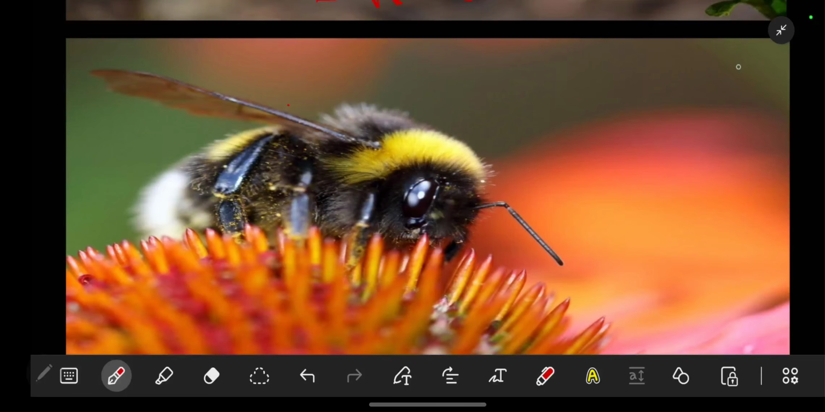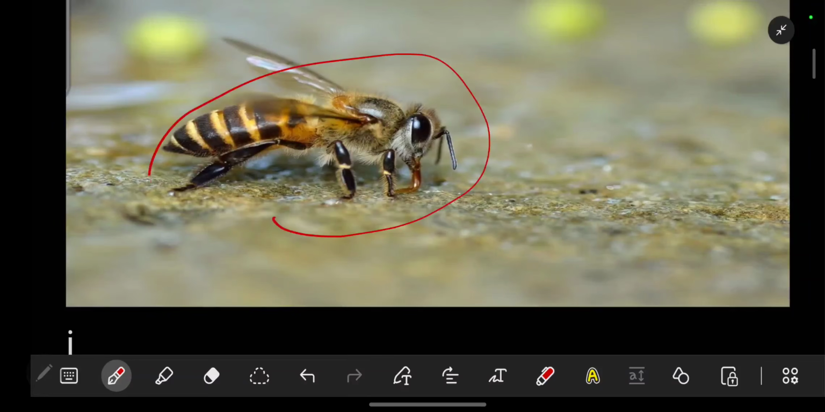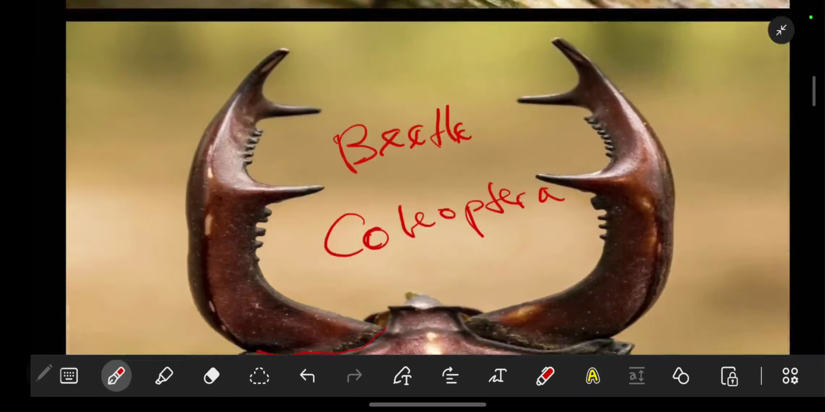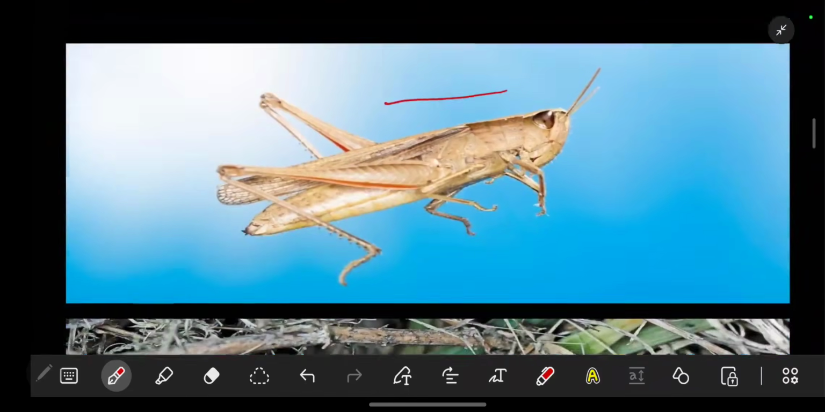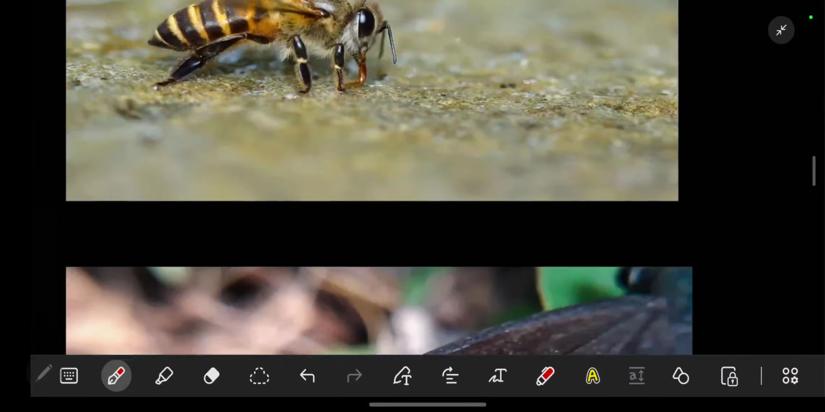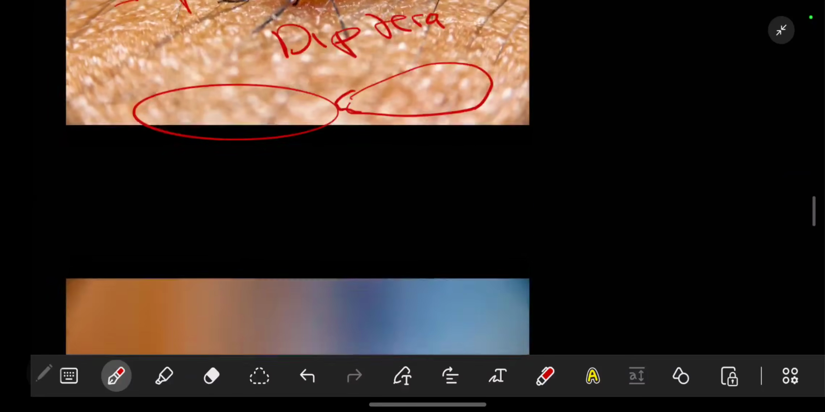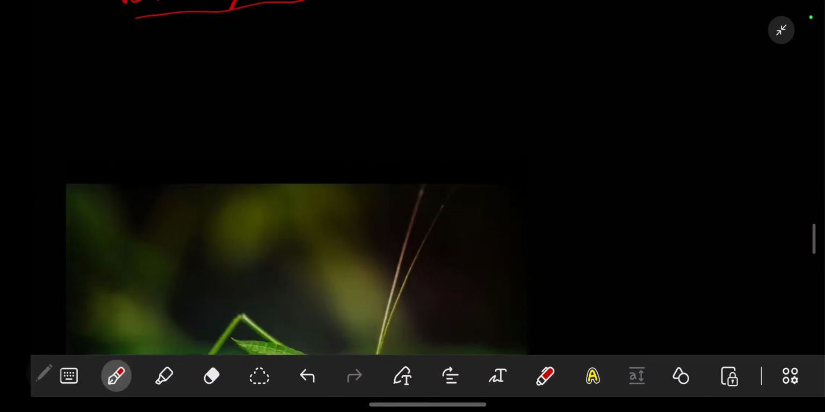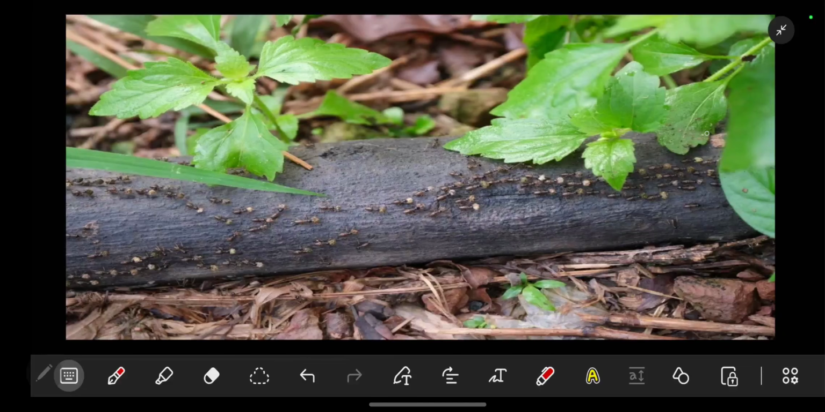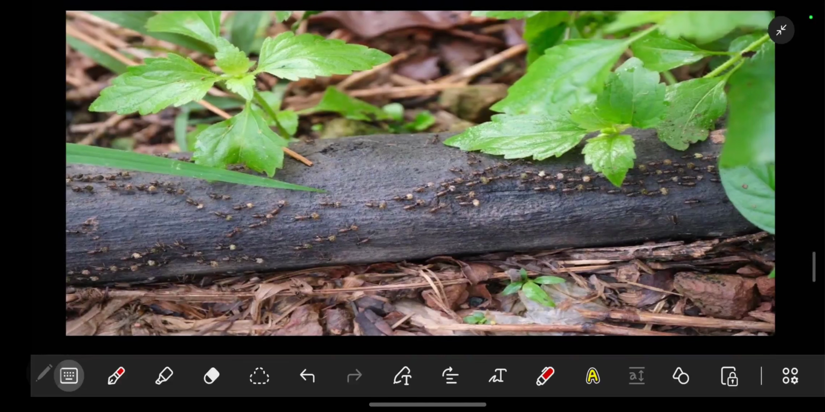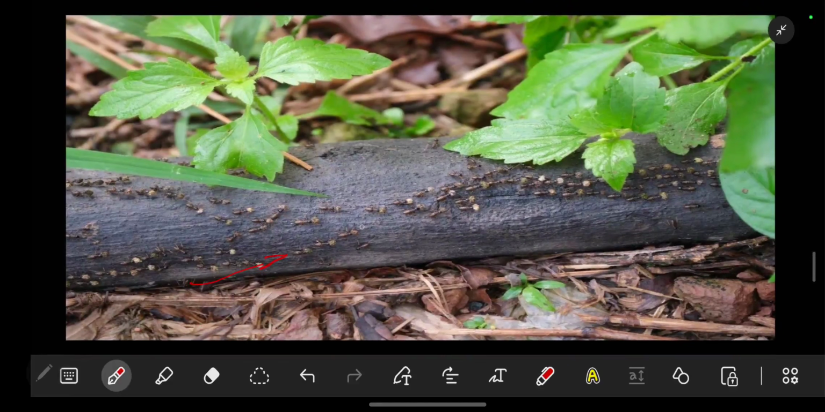Let's look at some images. As we can see, this is a bee. So the bee belongs to the order Hymenoptera. We don't have any other image. So this is what we have. These are the insects, and they belong to the order Hymenoptera.